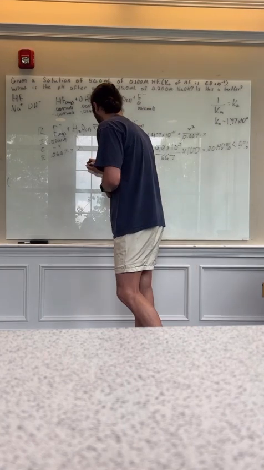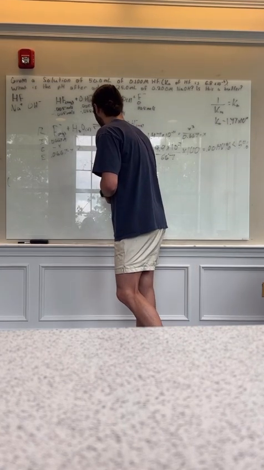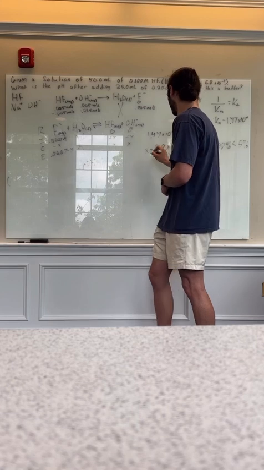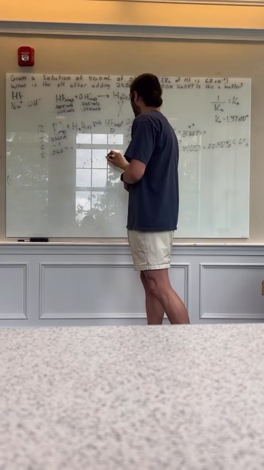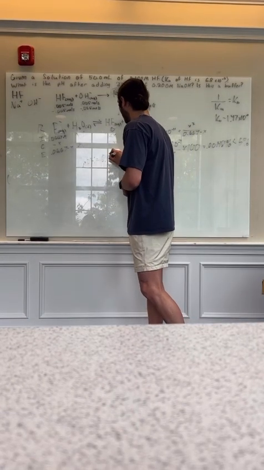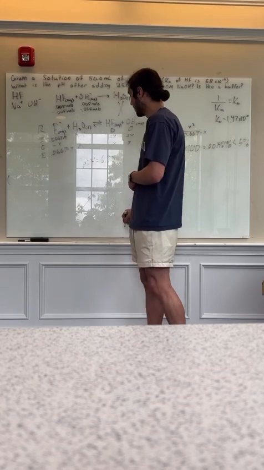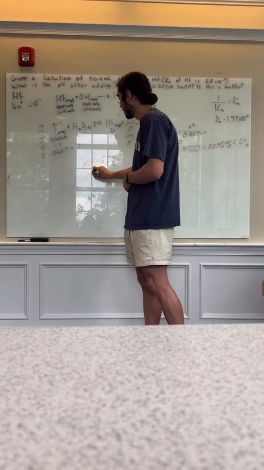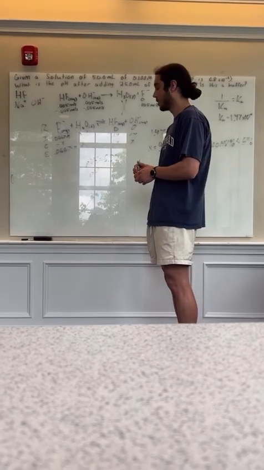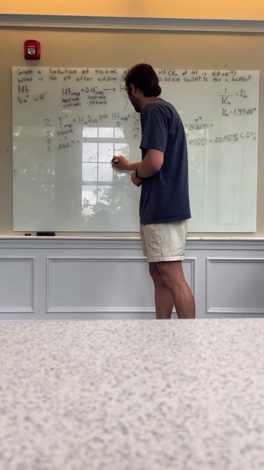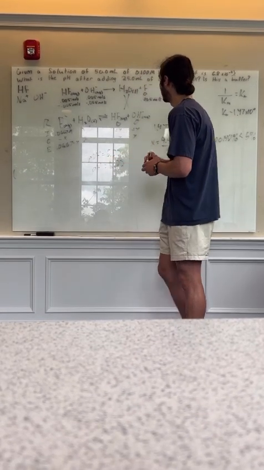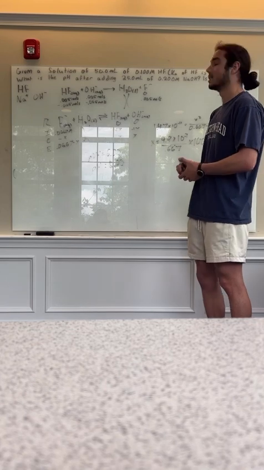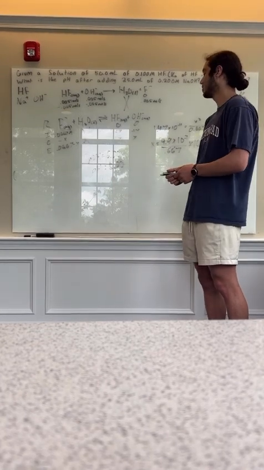And so we can say that our pOH is the negative log of 9.9 times 10 to the negative 7, and that is 6.00. And so we can find our pH by taking 14 and subtracting our pOH, which is 8. And so our pH, after adding 25 milliliters of 0.2 molar NaOH, is 8.